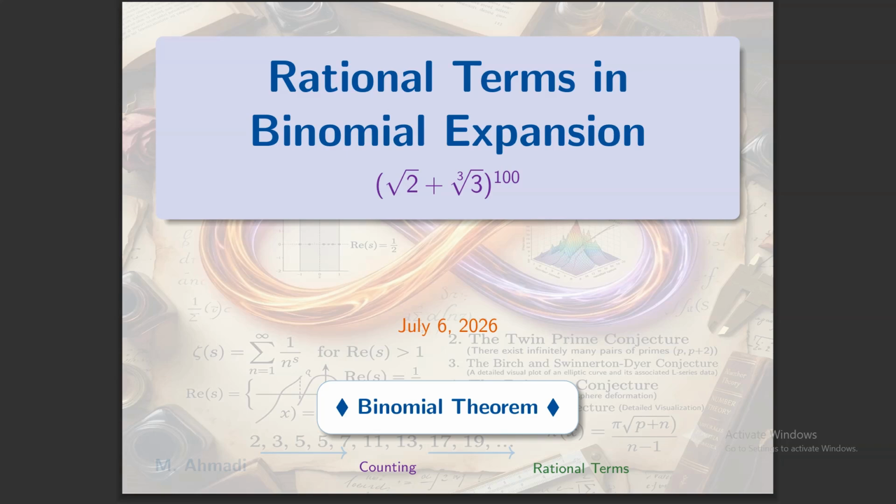Today we are going to solve a classic problem. How many rational terms appear in the expansion of (√2 + ∛3)^100? This is a fascinating problem that tests our understanding of binomial expansion, exponents, and number theory. Let's solve it.